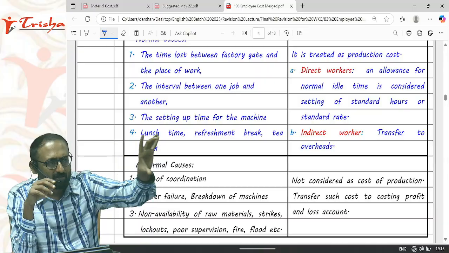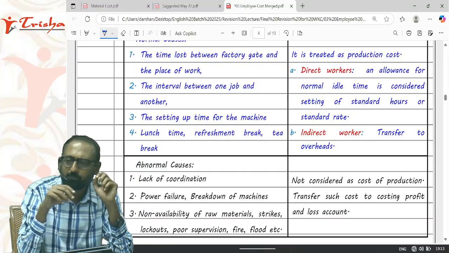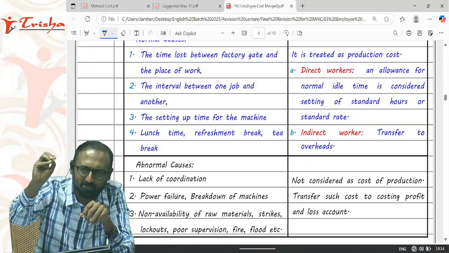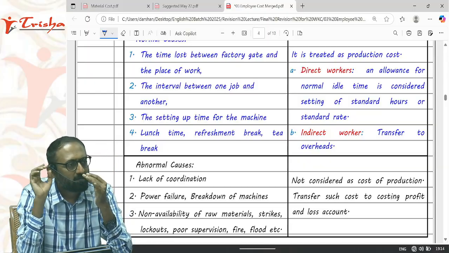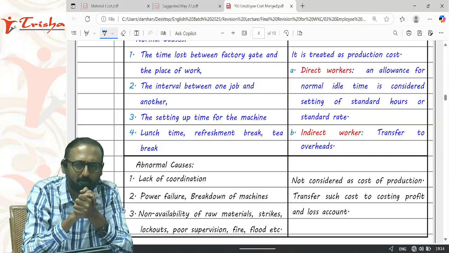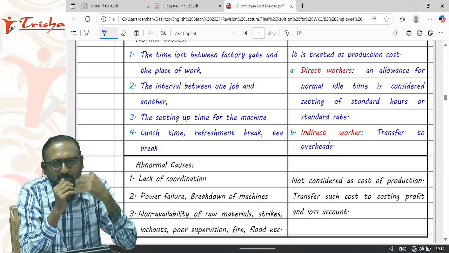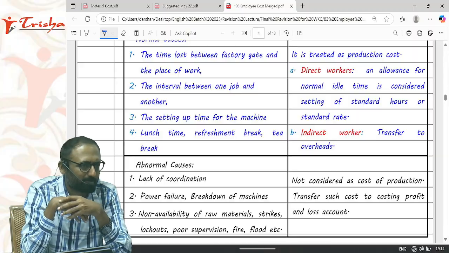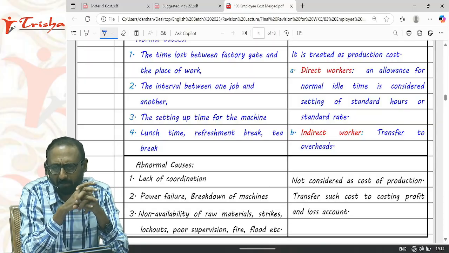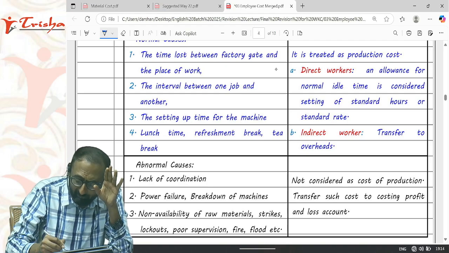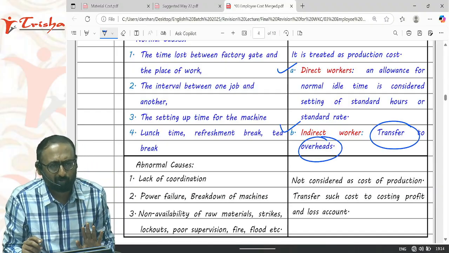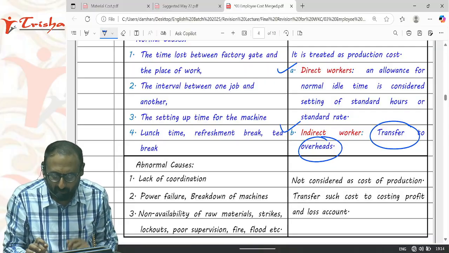So please concentrate. Normal idle time, abnormal idle time. What will you do about the abnormal idle time loss? Whatever amount of loss is due to abnormal idle time is directly transferred to costing profit and loss account. For normal idle time, check whether the worker is a direct worker or an indirect worker. If he is a direct worker, then inflate the wage rate. I'll give one example of that. If indirect worker, it is transferred to overheads. So these are the two treatments of normal and abnormal idle time.